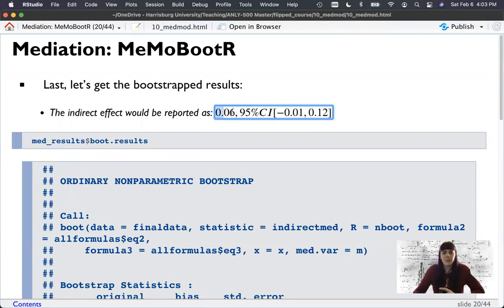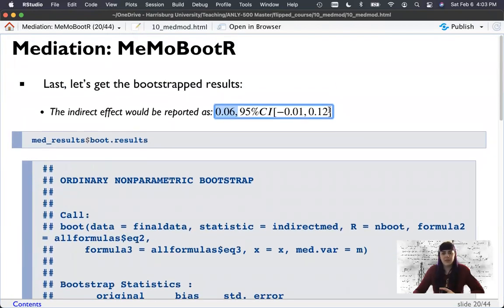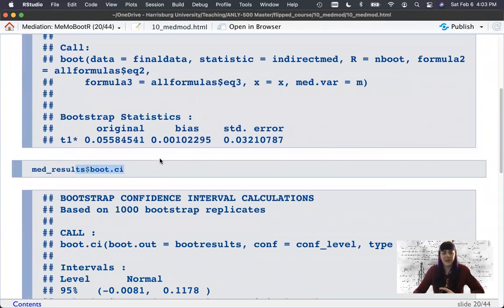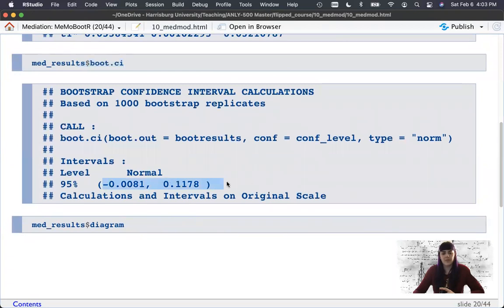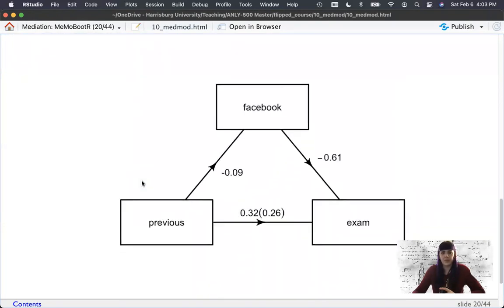And so our indirect effect will be reported as 0.06, if I round up, with a 95% confidence interval, which we can get here by doing boot CI. And that prints us out the normal confidence interval. So negative 0.01 to 0.12. Now that includes zero. So it matches our Sobel test. We would not find mediation here. And then our cube diagram.